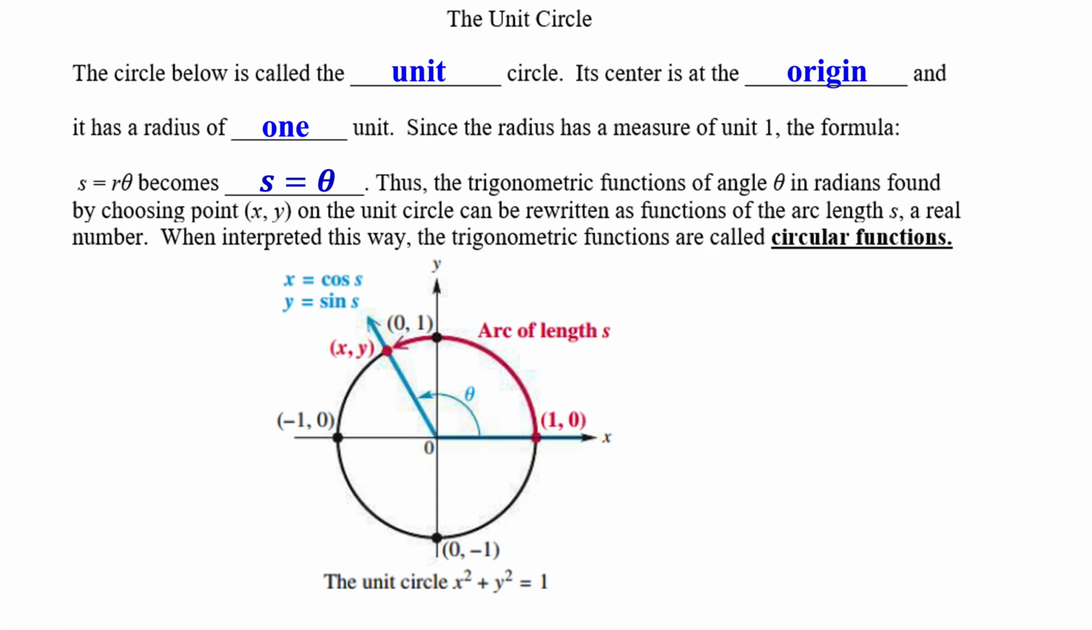So the trig functions of the angle theta in radians found by choosing the point xy on the unit circle can be rewritten as functions of the arc length S, a real number. When interpreted this way, the trig functions are called the circular functions. We still work with them the same way. But now what's really nice is you're going to see that x equals cosine of this arc S, and y equals sine of S. Here this unit circle's equation is x squared plus y squared equals 1 because the radius is 1. So what does this do in terms of my unit circle?